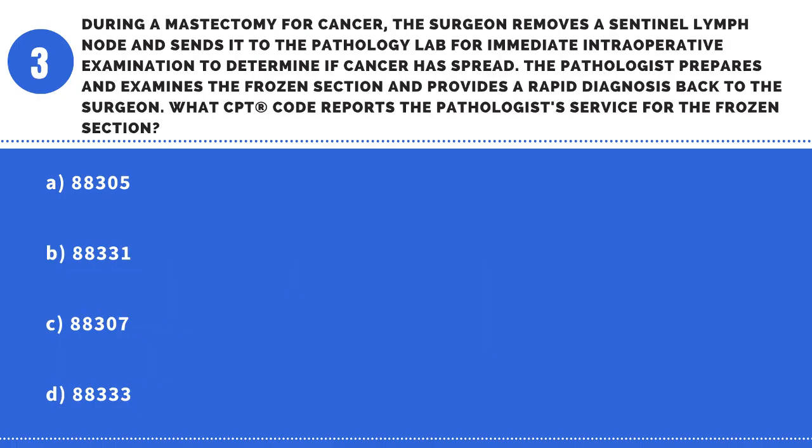Question 3. During a mastectomy for cancer, the surgeon removes a sentinel lymph node and sends it to the pathology lab for immediate intraoperative examination to determine if cancer has spread. The pathologist prepares and examines the frozen section and provides a rapid diagnosis back to the surgeon. What CPT code reports the pathologist's service for the frozen section? A. 88305. B. 88331. C. 88307. D. 88333.